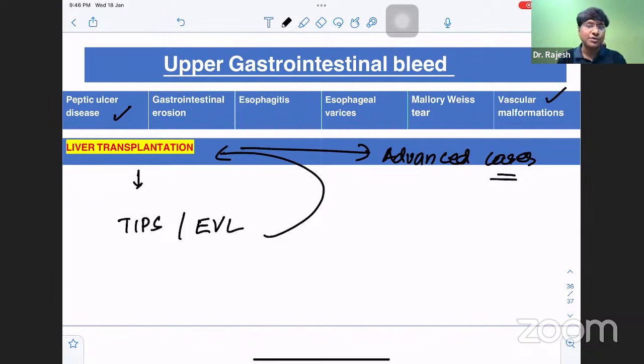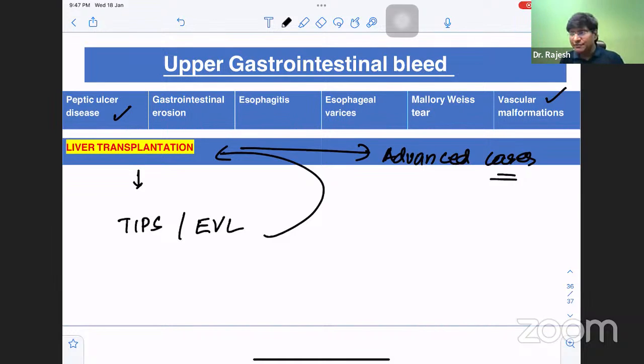Then immediately what you have to do is the initial stabilization. And after that, within 12 to 24 hours, you need to do the upper GI endoscopy. And 30 minutes before doing upper GI endoscopy, you should give erythromycin. That is mainly to promote gastric emptying and may improve the quality of endoscopic evaluation. Then you should also administer intravenous proton pump inhibitor therapy to decrease the number of ulcers.